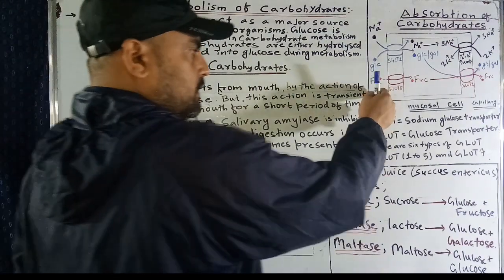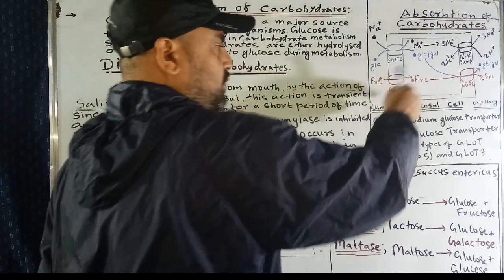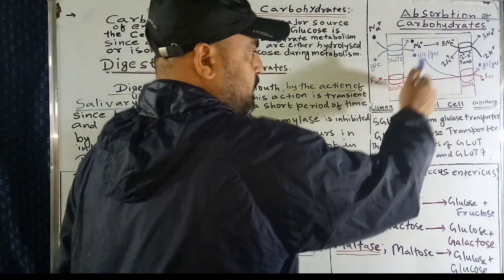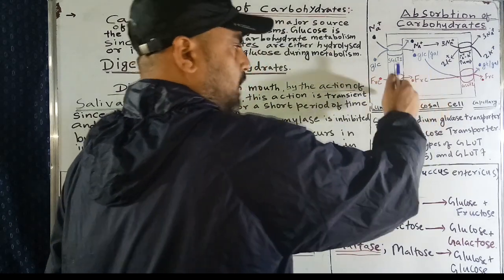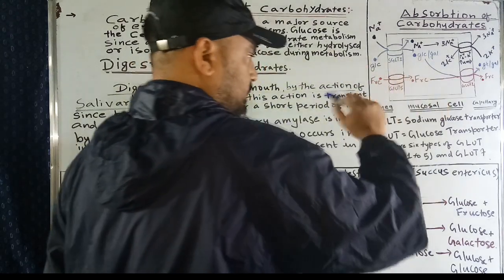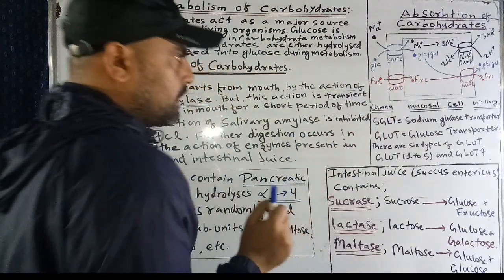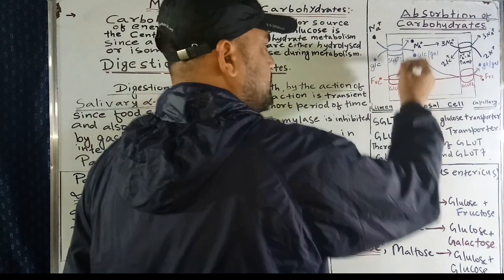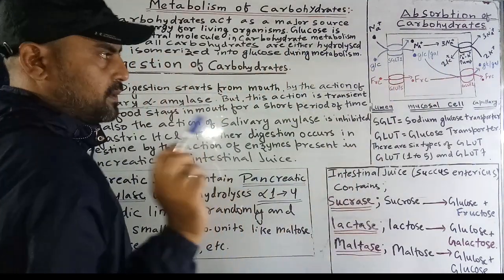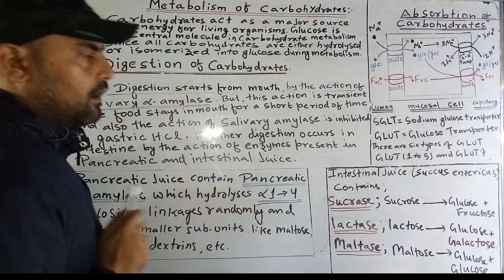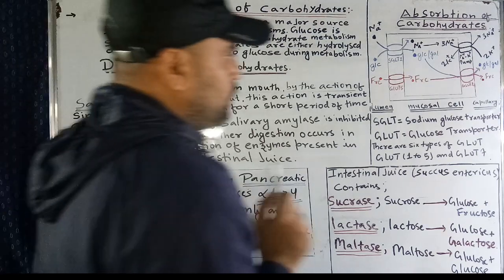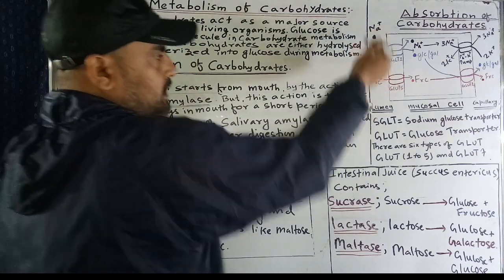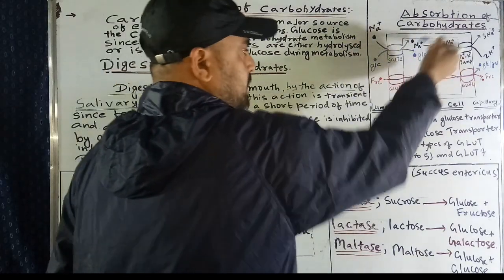And fructose is transported through GLUT5. GLUT5 stands for glucose transporter 5. Fructose is transported by this transporter, GLUT5, and glucose as well as galactose is transported by SGLT1, sodium glucose transporter 1. Now there is a problem when glucose is transported. As you see, when glucose is transported, there is a transport of 1 Na plus ion.